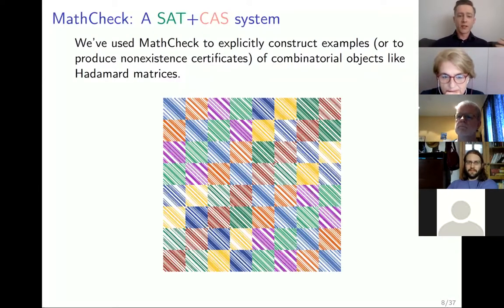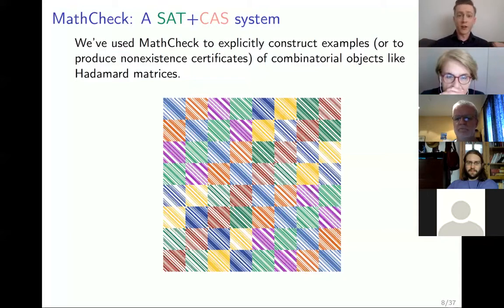We've used it to look for lots of different types of combinatorial objects. I've shown you on the slide here a Hadamard matrix, which I've color coded to show you the structure. Obviously this is a very interesting type of matrix. I won't get into that, but you can check online for the papers. The other thing I want to talk about is the other side: if you look for an object and you can't find it, you don't just want to say, well, we couldn't find it. We want to produce a proof that it doesn't exist.